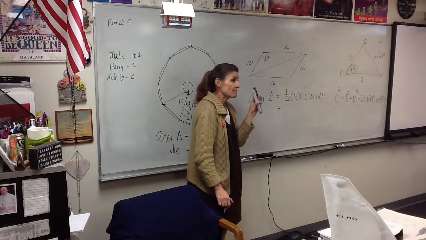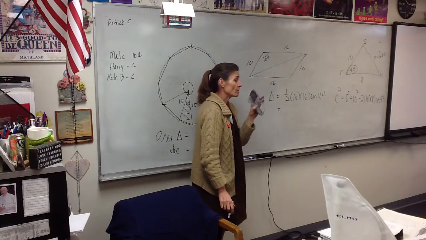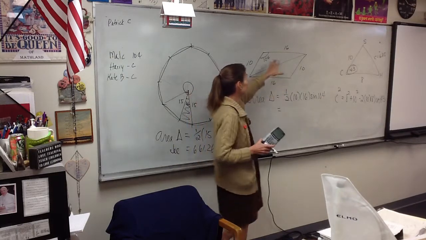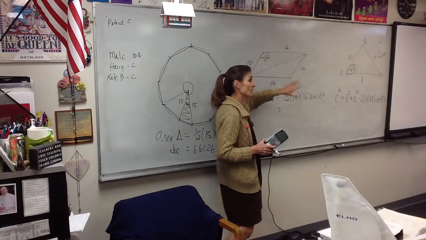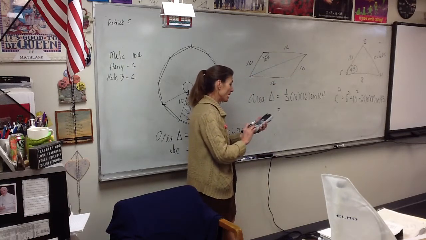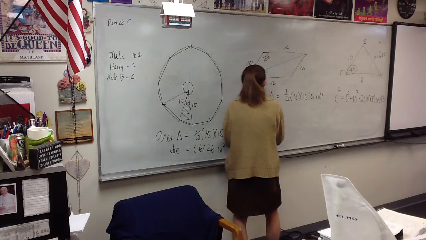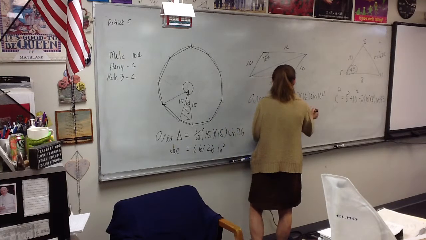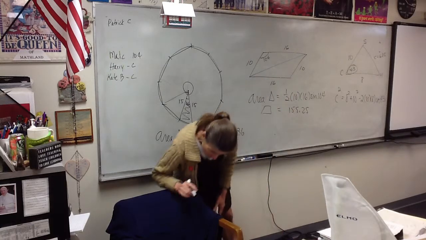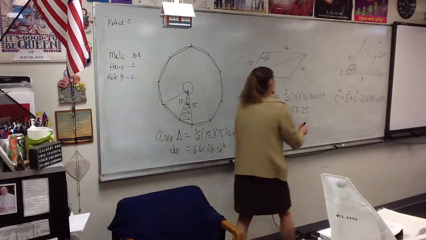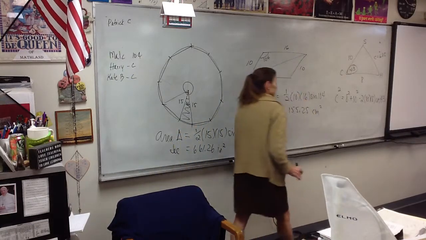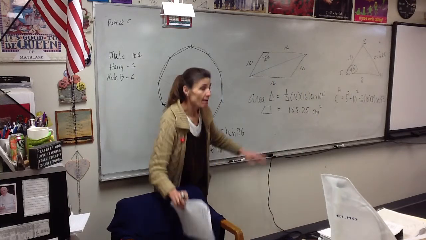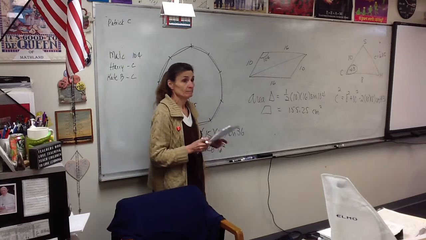Now, did you get 77 point something? Yeah. Okay, don't get excited. That is not the answer. What do you have to do to get the area of the whole parallelogram? Multiply it by 2. So the area of the parallelogram is 155.25 square centimeters. Is everybody okay with that?